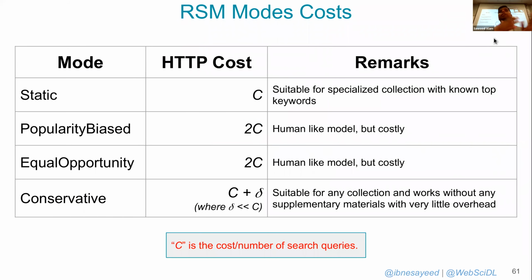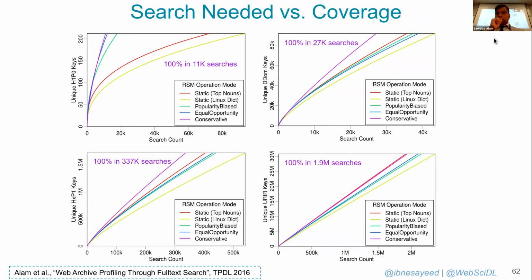So static is when you provide an external set of keywords. You don't have to fetch any pages to discover more keywords. So the HTTP cost is the same as how many queries you are making. At the other end, there is a conservative approach where we use those keywords, and only when they are exhausted, then we fetch a new page to learn about new keywords. So these are good cost-wise.